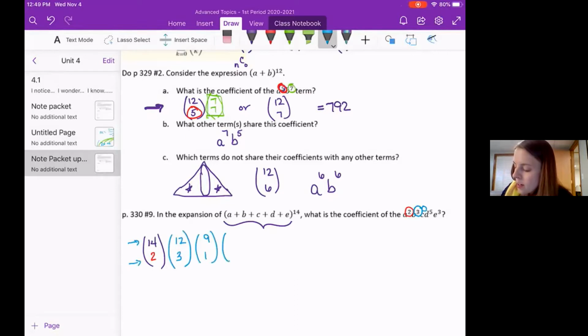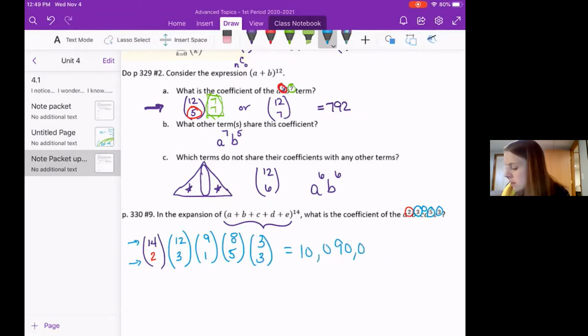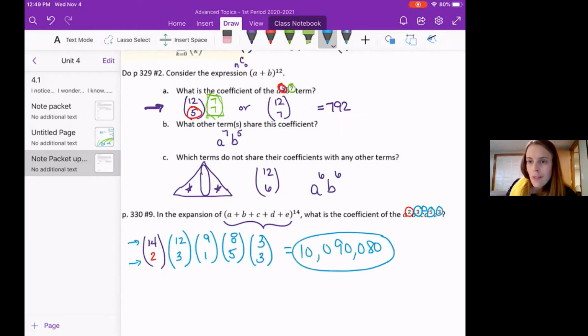9 minus 1 is 8. So there are 8 remaining. We're going to choose 5 of them because that's the next power. That's the power on the D. And then we've got 3 choose, in this case, 3. That's the power on the E. So you're going to take 14 choose 2 times 12 choose 3 times 9 choose 1 times 8 choose 5 times 3 choose 3. So if you do that all together in your calculator, you should get, oh, it's huge. Whew. That's a large coefficient.